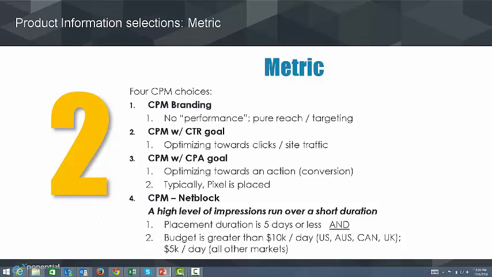The criteria for a net block is that the duration is 5 days or less, and the spend is at least $10K per day or more in the US, Canada, Australia, and the UK, or at least $5K per day or more in other markets.